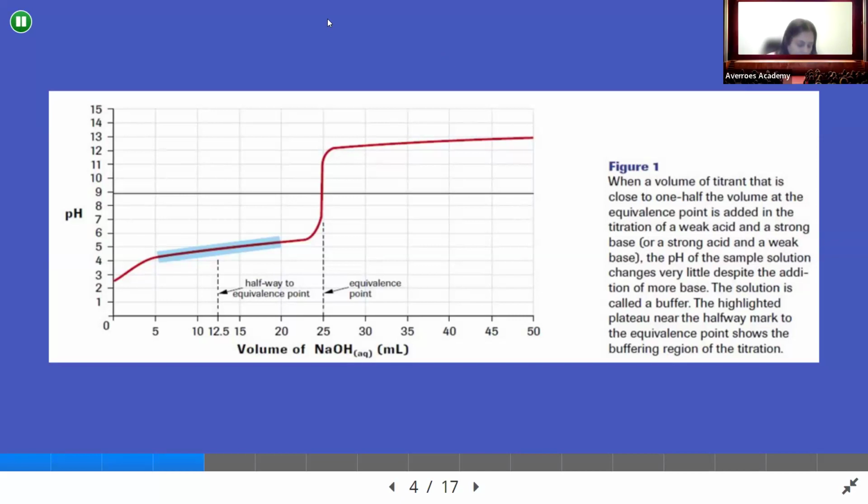Right, so when a volume of titrant that is close to one half the volume at the equivalence point is added in the titration, when you have a weak acid and a strong base, the pH of the sample solution changes very little despite the addition of more base here. And this solution is called a buffer. So that highlighted plateau near the halfway mark to the equivalence point shows the buffering region of the titration.